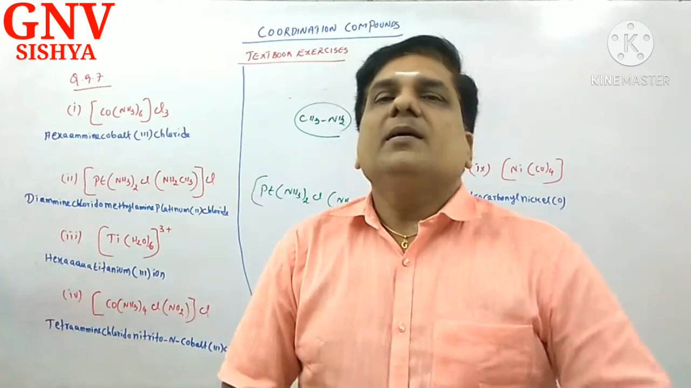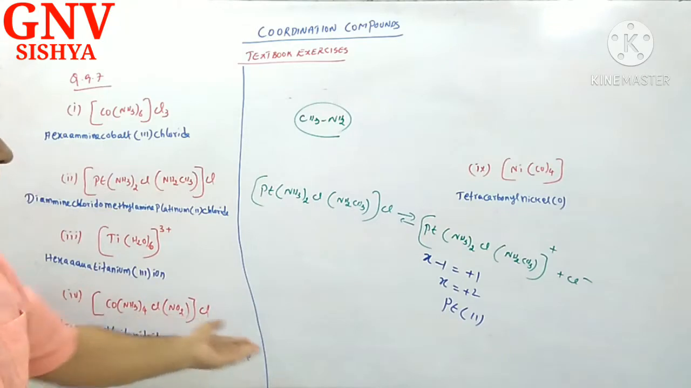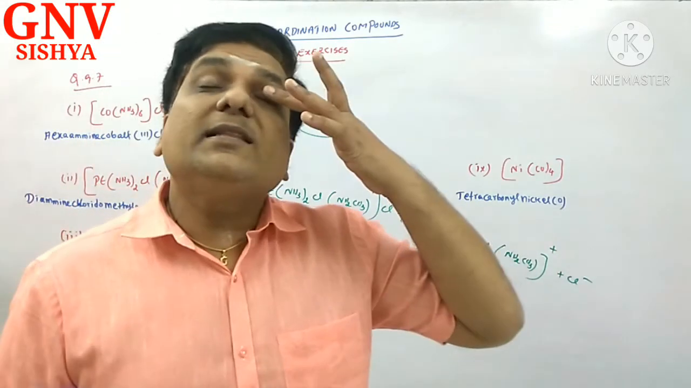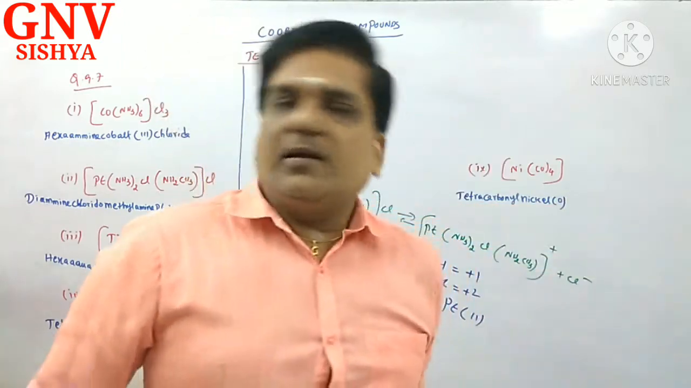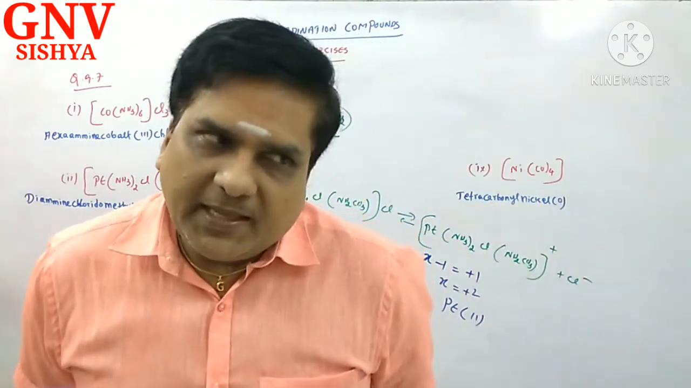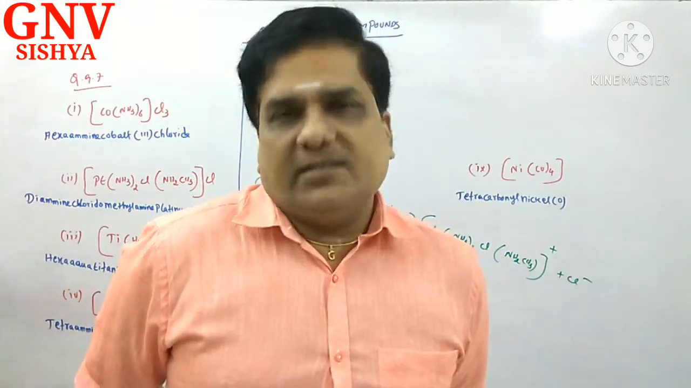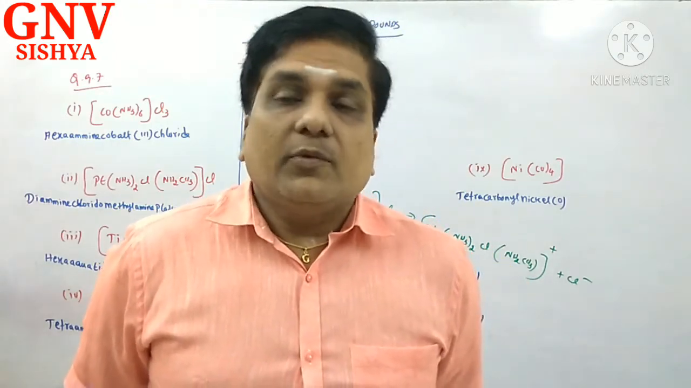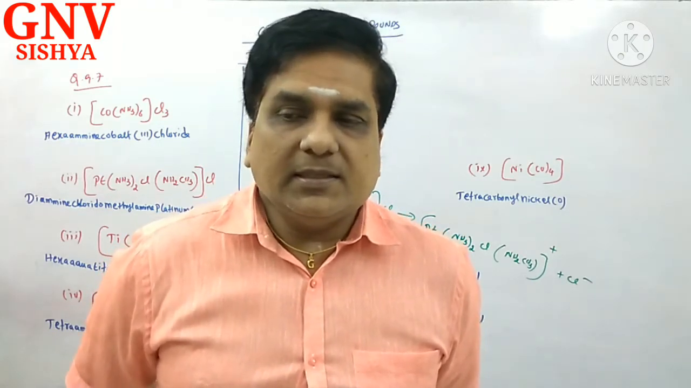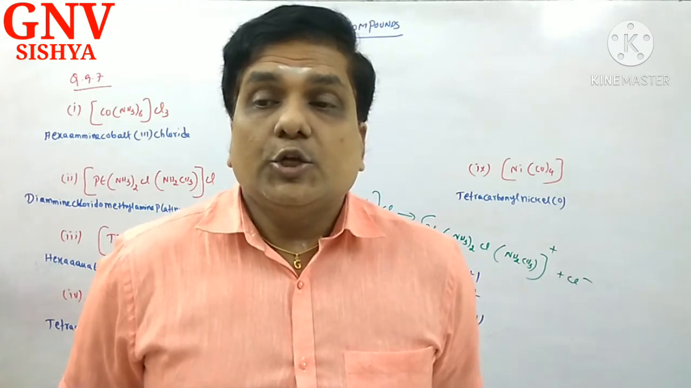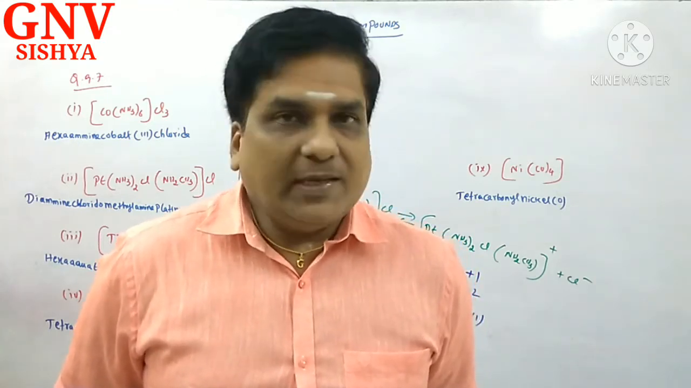Methylamine. No, methylamine only. Similarly here, where I have written tris ethane-1,2-diamine, there also write diamine only. Not ammine, write ammine only for NH3. Correct? So why am I reiterating this again and again? This correct idea should be properly fixed up in your mind. That is why I am repeating it.